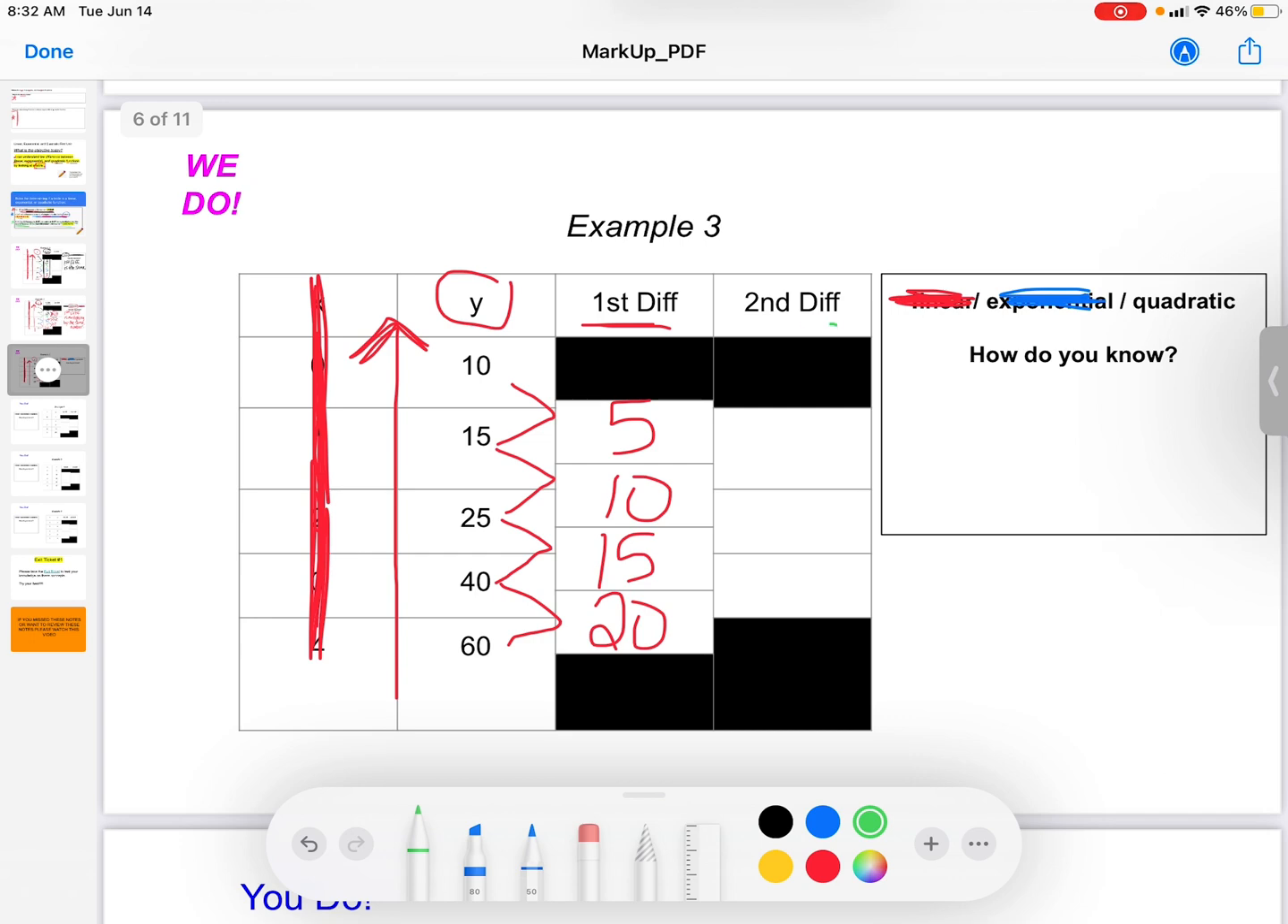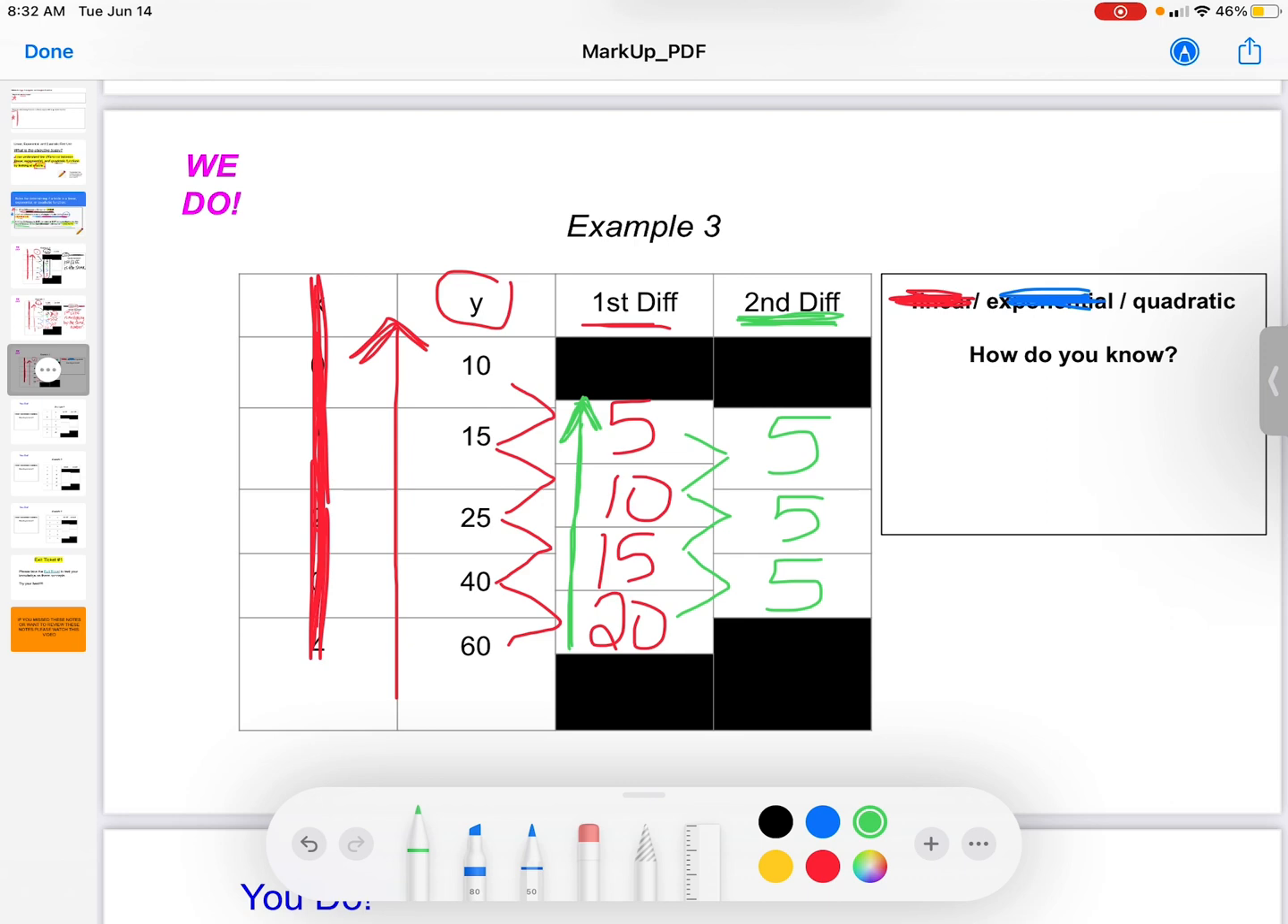So let's go back. There is this last column here that is called the second difference, which just means we're going to take the difference again, but this time we're going to use these numbers. So again, we're going to do bottom to top, and we're going to subtract all over again. So I'm going to do 20 minus 15, which is 5. I'm going to do 15 minus 10, which is 5. And I'm going to do 10 minus 5, which is 5.